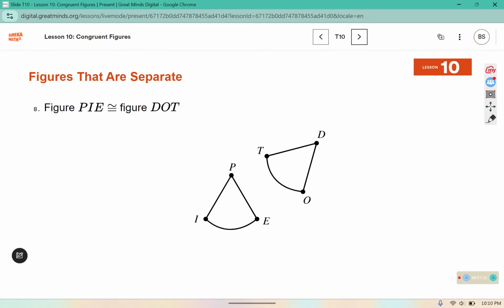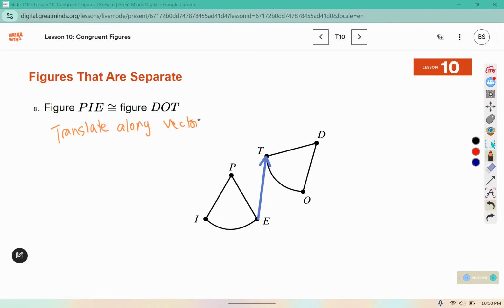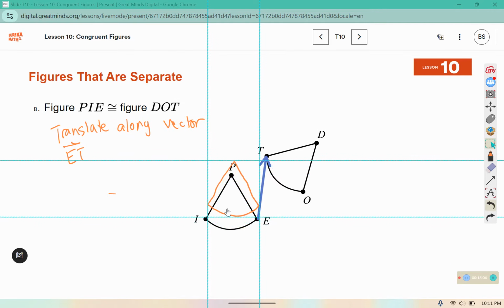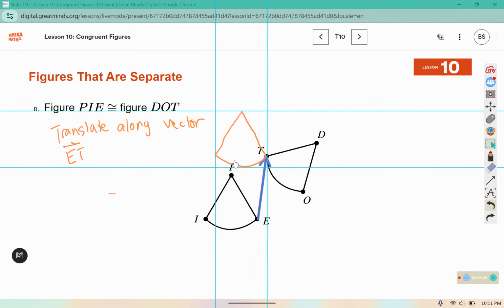I matches up with D. E matches up with T. So I'm going to translate E to T. So we'll take this figure and we're going to slide it up along this vector until we line up here.